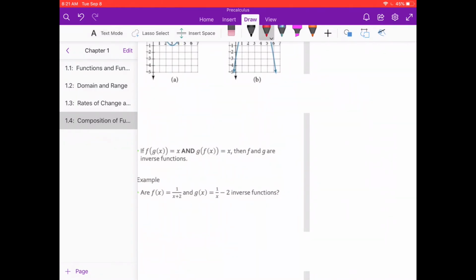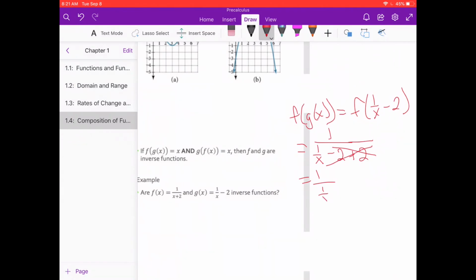So let's find f of g first. So f of g of x, we're going to take the f function, and wherever we see x, we're going to now put 1 over x minus 2. So 1 over x minus 2 plus 2. Notice that minus 2 and plus 2 are going to cancel out. And we get 1 over x, which is the same thing as 1 times x over 1, which gives us x. So, looking good so far. We got f of g of x to be x.